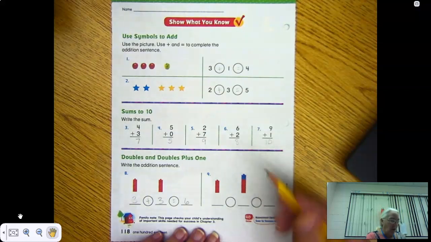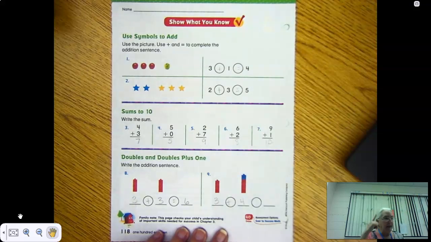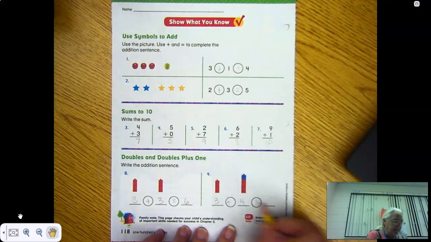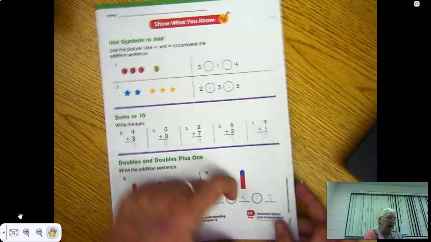3 and 1 more, that's 3 plus 4. Well, I can use the doubles in my head and add 1 more. 3 and 3 makes 6, and 1 more makes 7. I can use doubles plus 1 or doubles less 1 to help with my addition and subtraction. Next page.